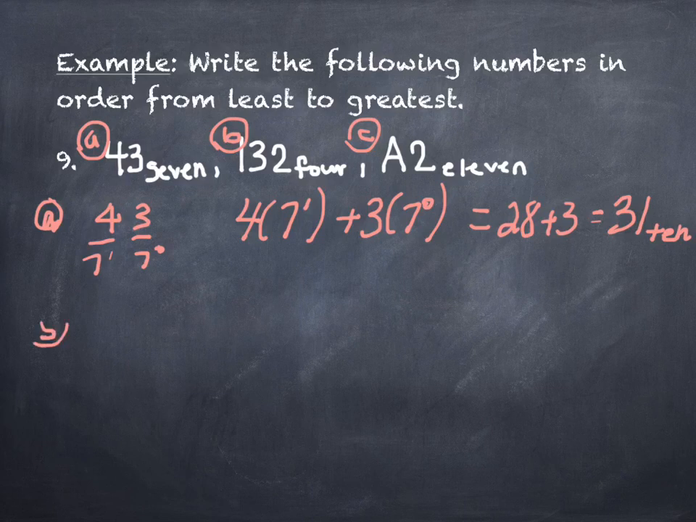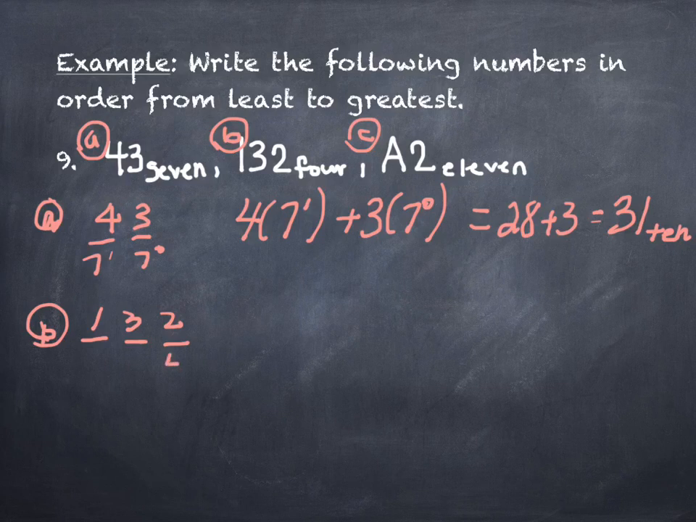All right, part B then. Part B looks like I've got 1, 3, and 2. So actually the number looks bigger than the number 43 base 7, but it's a smaller base, base 4, so it's difficult to make the comparison.